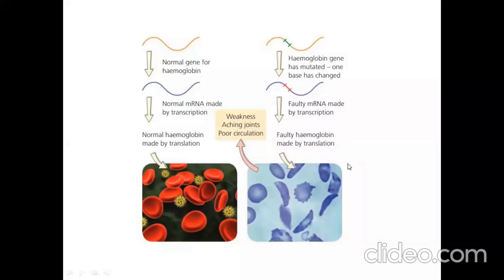So in that case, on one side, it was beneficial to protect the person from malaria. But on the other side, if a person gets both abnormal alleles, then he has sickle cell anemia. So that is the side effect, the negative aspect of it. Am I clear to you?